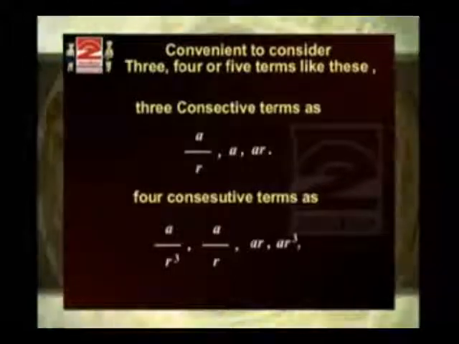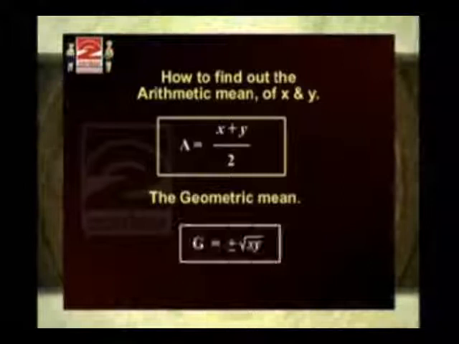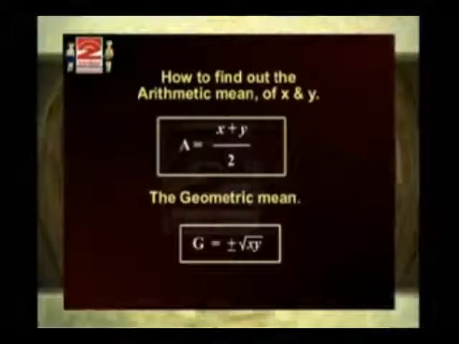Now we'll see how to find out the arithmetic mean of X and Y. So arithmetic mean A is equal to X plus Y upon 2. The geometric mean G is equal to plus or minus under root X into Y.